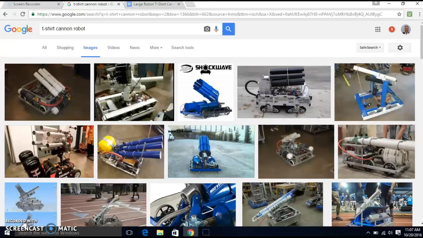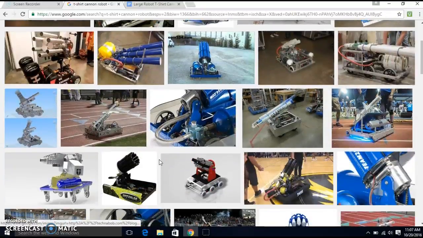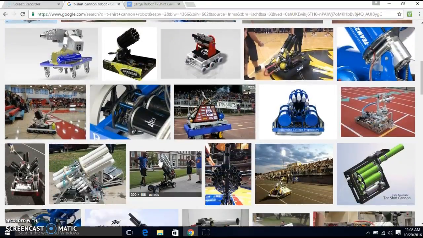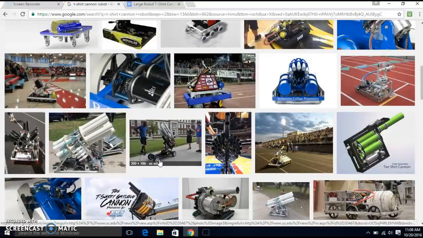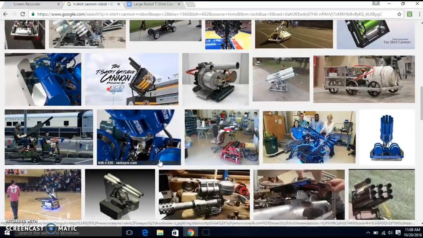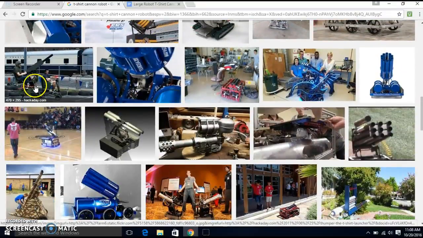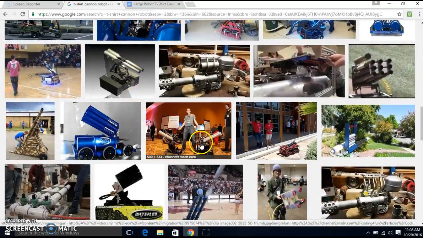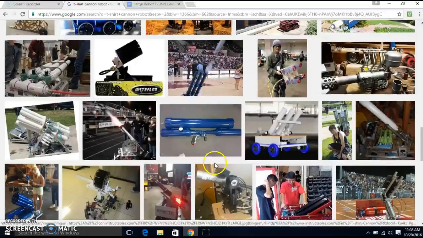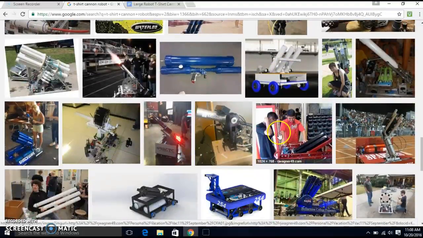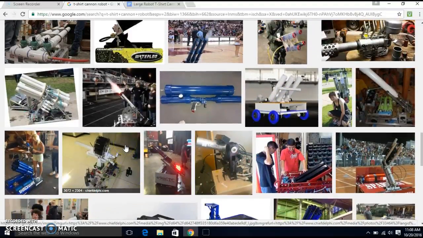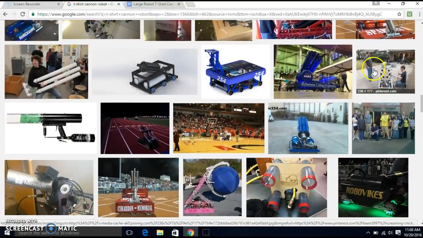I'm looking at, for the Thursday night work session, robots that shoot T-shirts. It looks to me like a whole lot of people have done this. Look at even this one, oh my God. There are lots and lots of different versions of the T-shirt cannon robot. Okay, they're all over the place.